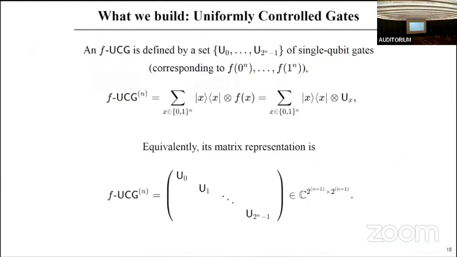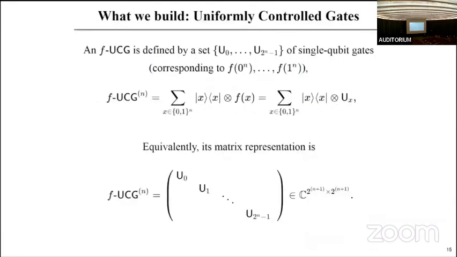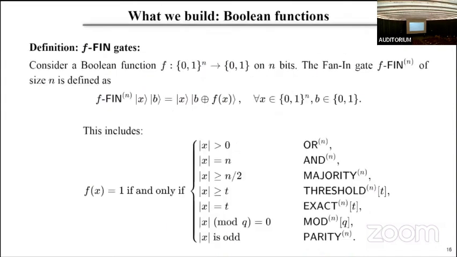Okay, so we built these uniformly controlled gates, which are basically single qubit gates controlled on your address qubits being a certain value. So they have this form, very simple. As a subcase of these kinds of gates, we have the Boolean gates, in which your UX gate is the Pauli X gate, and you end up with the Boolean function.